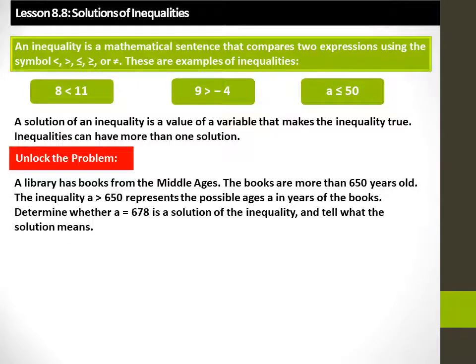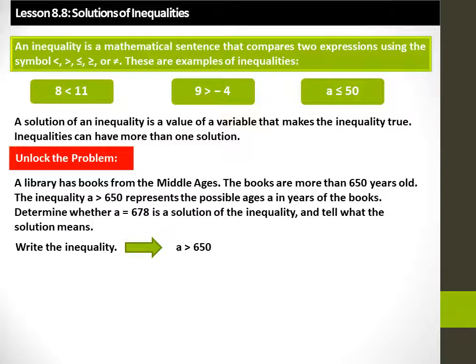Unlock the problem. A library has books from the Middle Ages. The books are more than 650 years old. The inequality A greater than 650 represents the possible ages A in years of the books. Determine whether A equals 678 is a solution of the inequality and tell what the solution means.